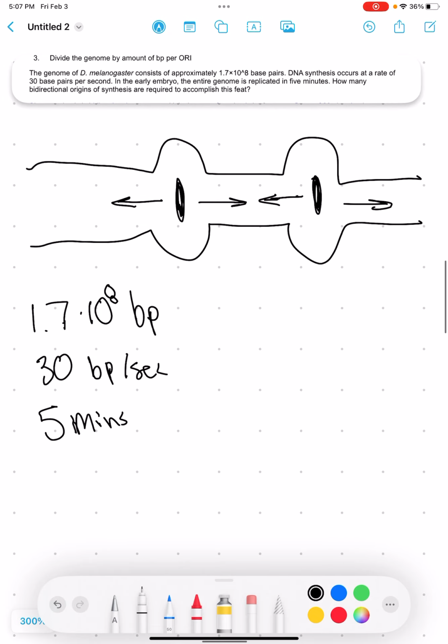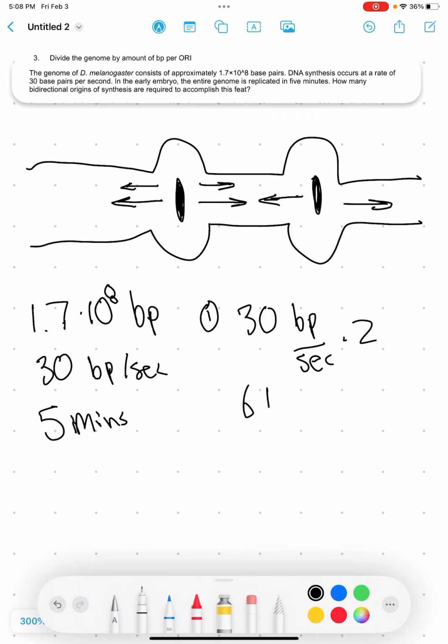With the information we're given, what we would first need to do is take the base pairs per second, which is 30 base pairs per second, and multiply that by 2, because from this picture we can see that DNA replication occurs in two directions. It's going one way and the other way at each origin. So that gives us 60 base pairs per second.